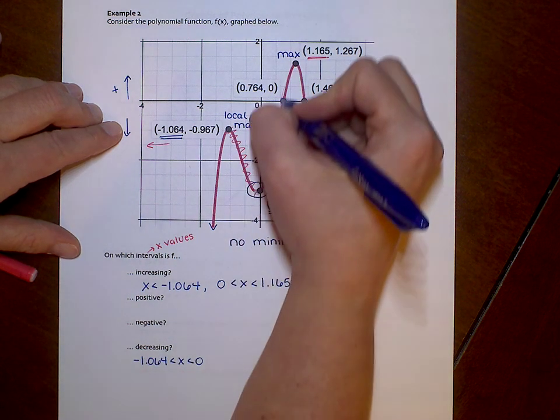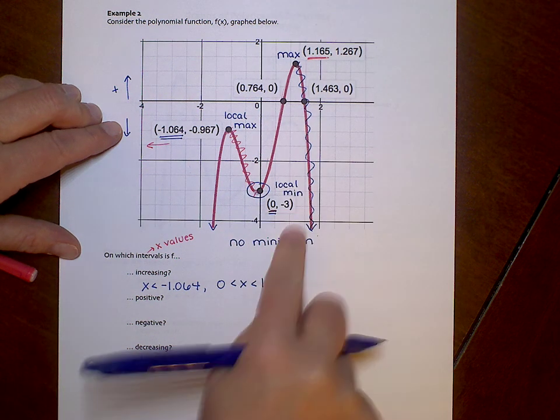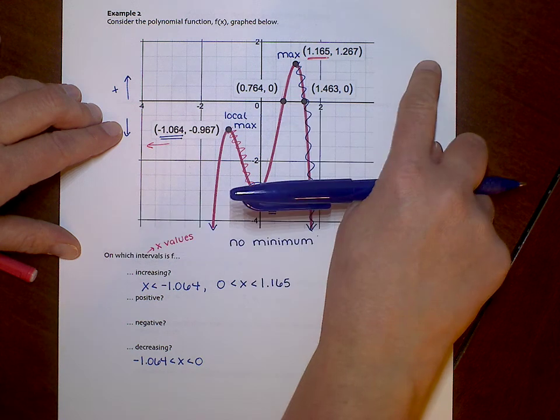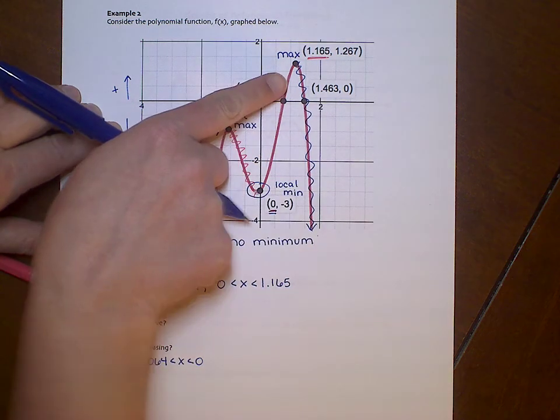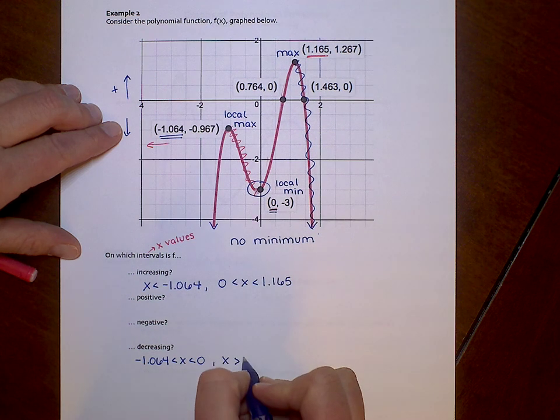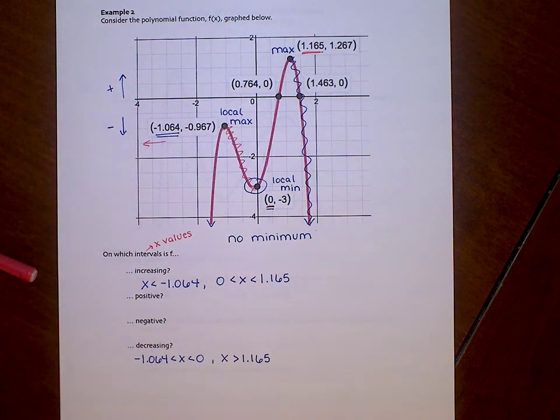And then we're increasing, increasing, increasing, and then all of this again would be decreasing. And that goes on forever. So I would say that's everywhere to the right of the 1.165, everywhere this way. So I'm going to say x is larger than 1.165.